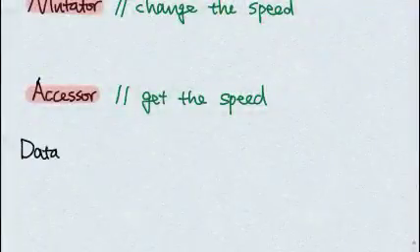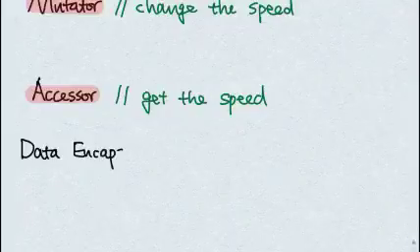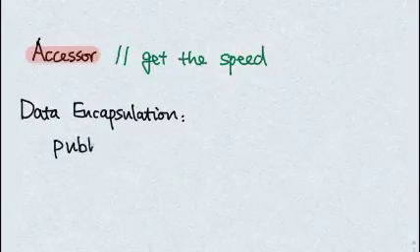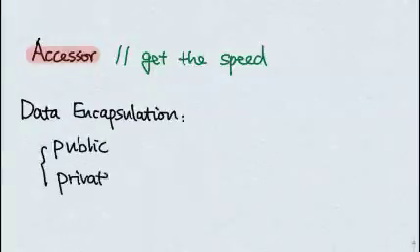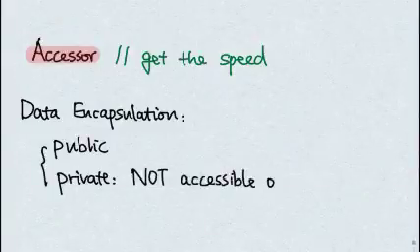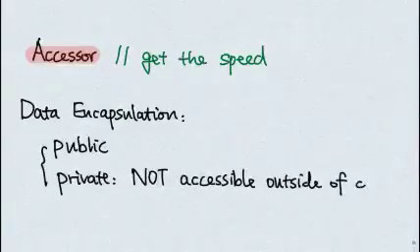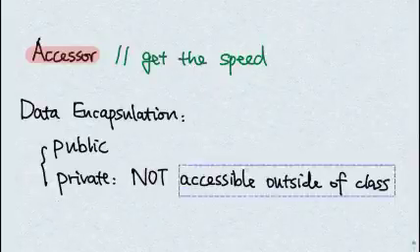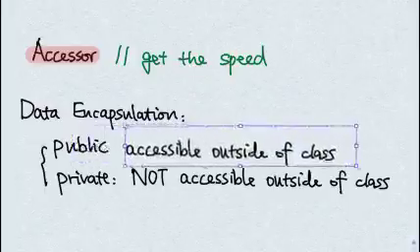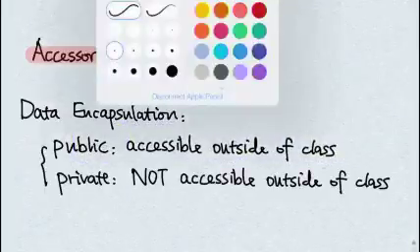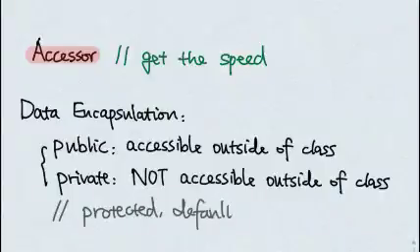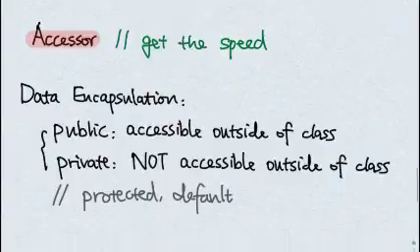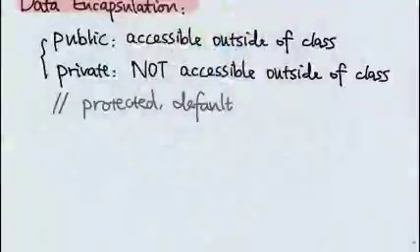Then, we are going to talk about data encapsulation. Data encapsulation refers to the action of hiding some parts of data from users. There are two different access labels in order to achieve data encapsulation, which are public and private. Private refers to the fields or methods that are not accessible outside the class, and public refers to fields or methods that are still accessible outside of the class. Actually, there are access labels protected and default, but we will not use them right now.